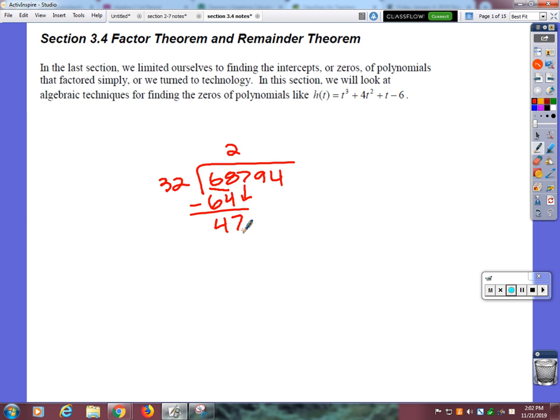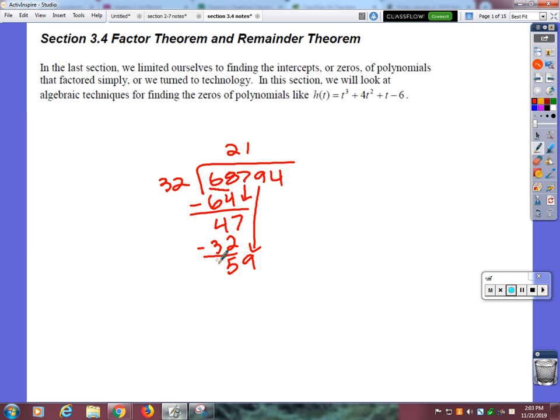Now you just repeat the process again. So now I'm going to see how many times does 32 go into 47. Once. Then I multiply back again. 1 times 32 is 32. 47 minus 32 is 15. I bring down the 9, and I play again. Okay? How many times does 32 go into 159?